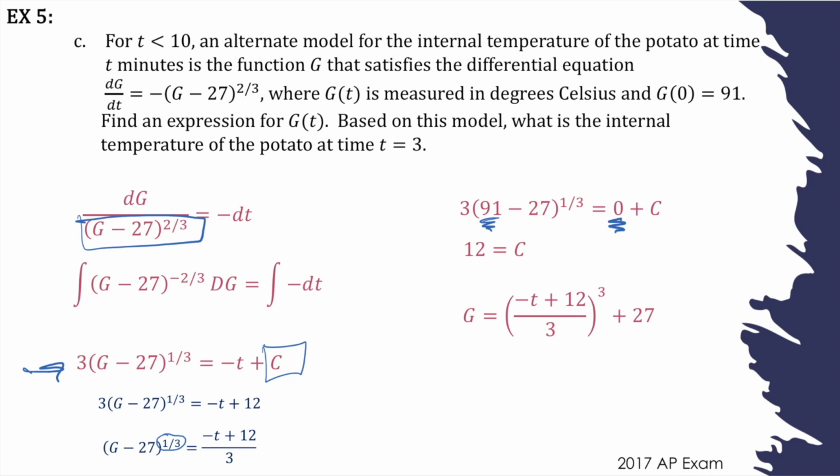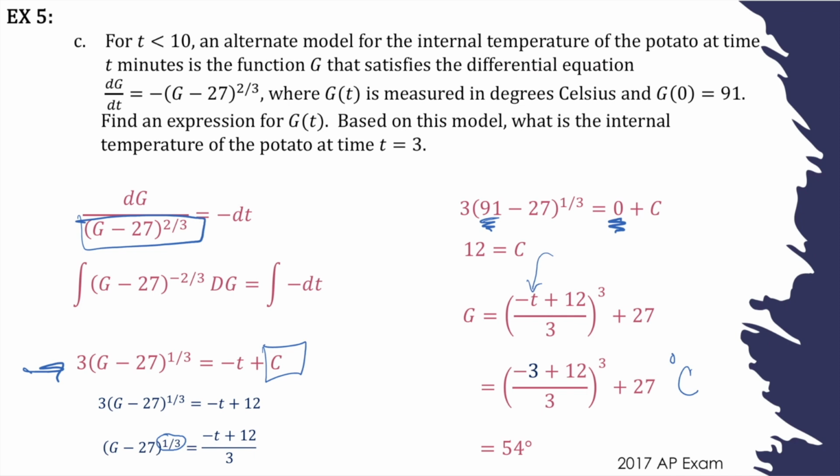All right, now we have our general model. And to figure out the temperature at time t equals 3, there we go, just plug in a 3, and you're done. So we should label this degrees Celsius. If you want to know exactly what all that is, it's 54 degrees.